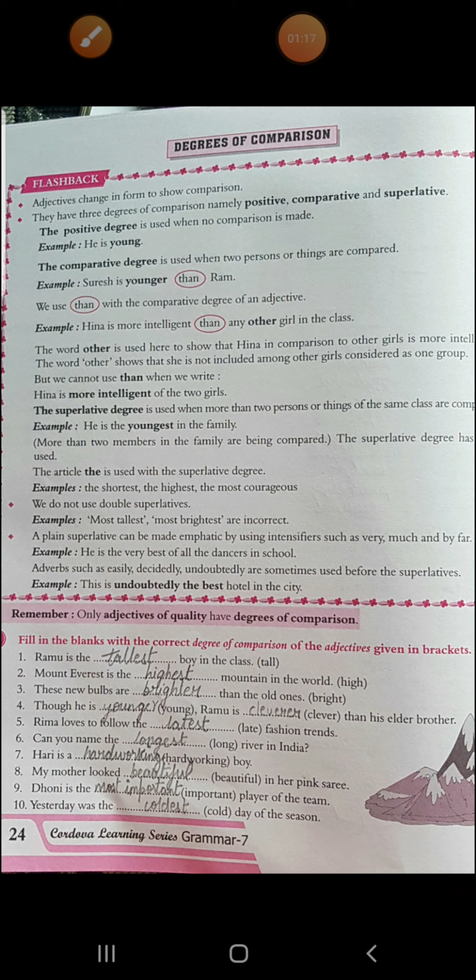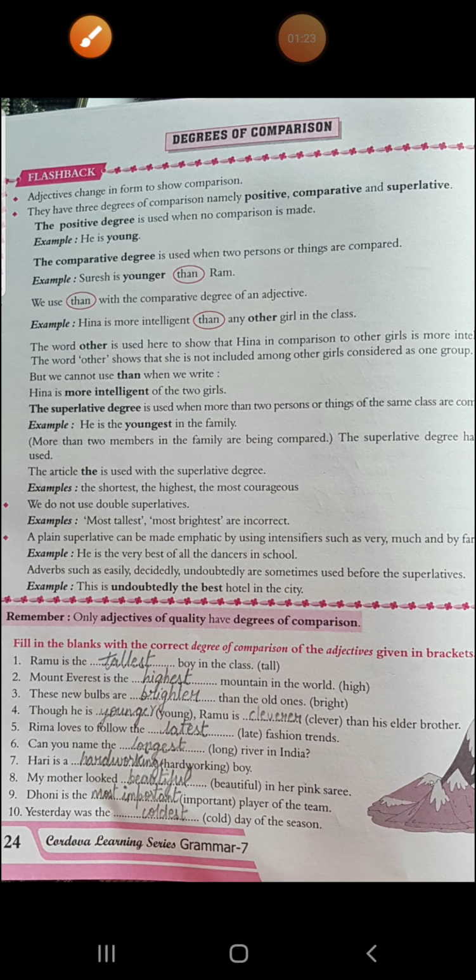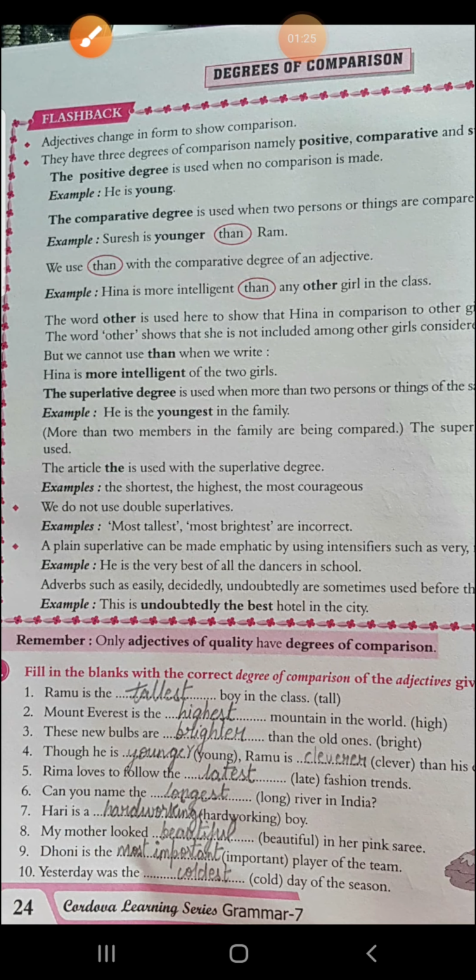What happens in this positive degree? The positive degree is used when no comparison is made. So when is this positive degree used? When no comparison is made. Like I am telling, he is young, he is old. So in this way, he is brave. These are the examples of positive degree. When there is no comparison, we are just telling about someone or something.